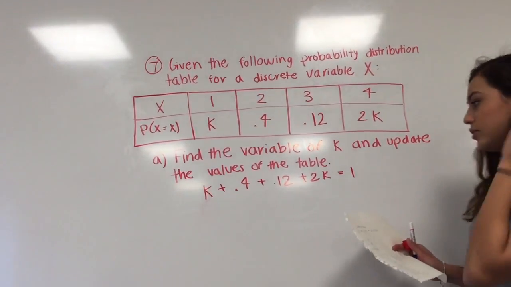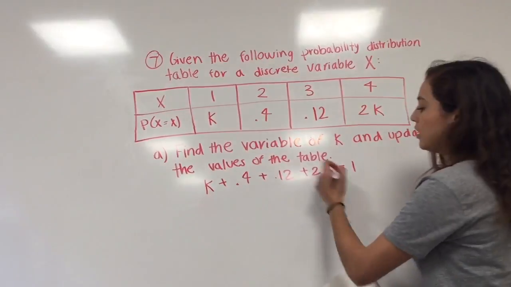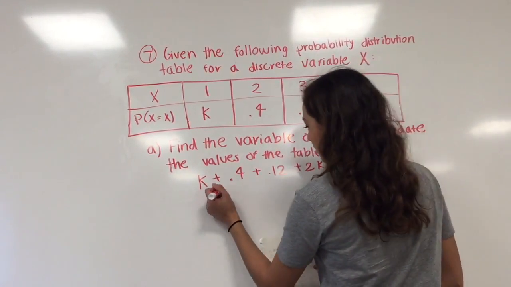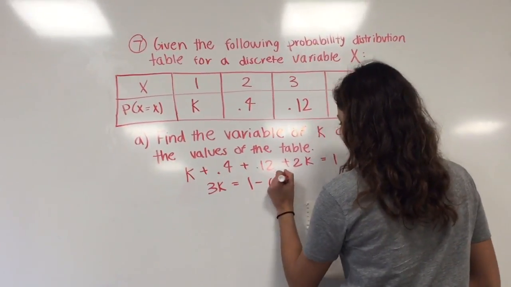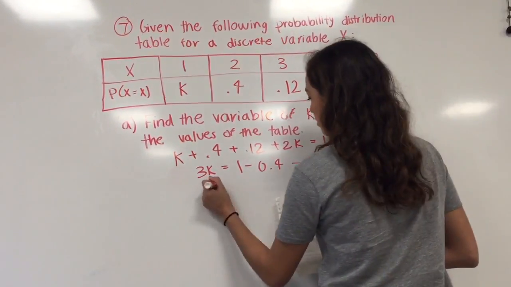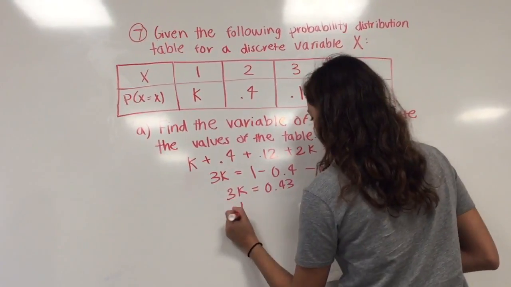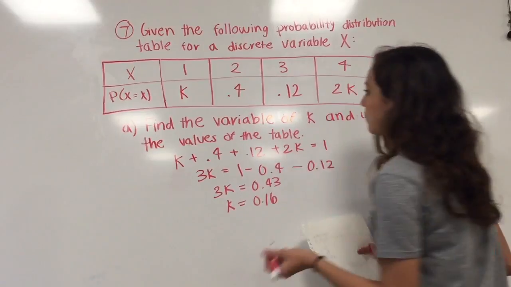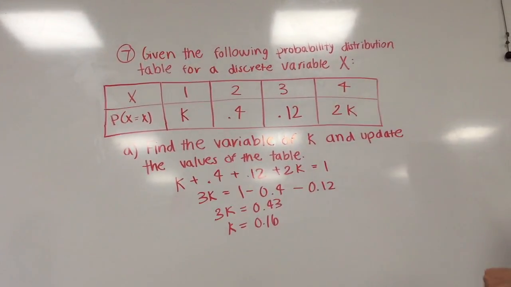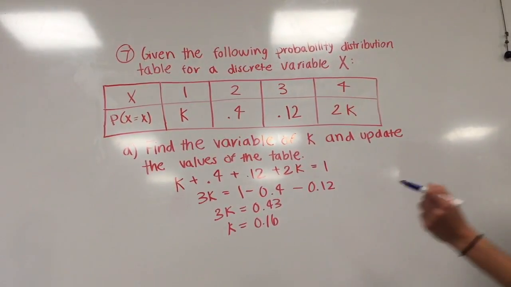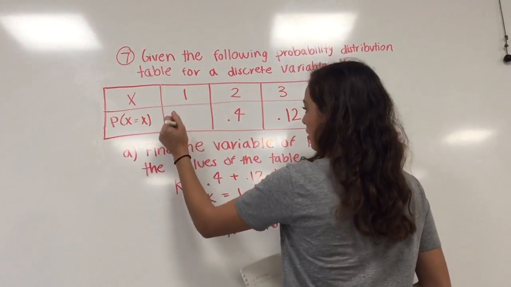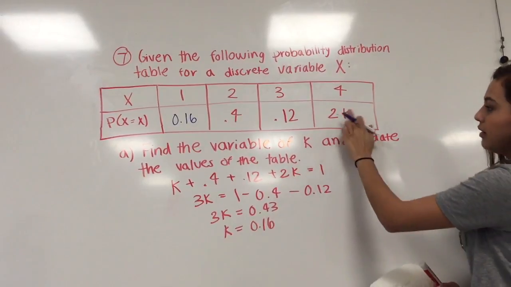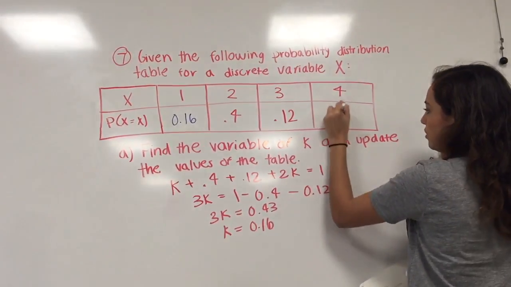You have to move the variables to one side and the numbers to the other side. 3k minus 4.4 minus 0.12. 3k equals 0.38 and k equals 0.16. Now we have to change them in the table as the problem says. So k equals 0.16 and 2k is 2 times k, so it's 0.32.